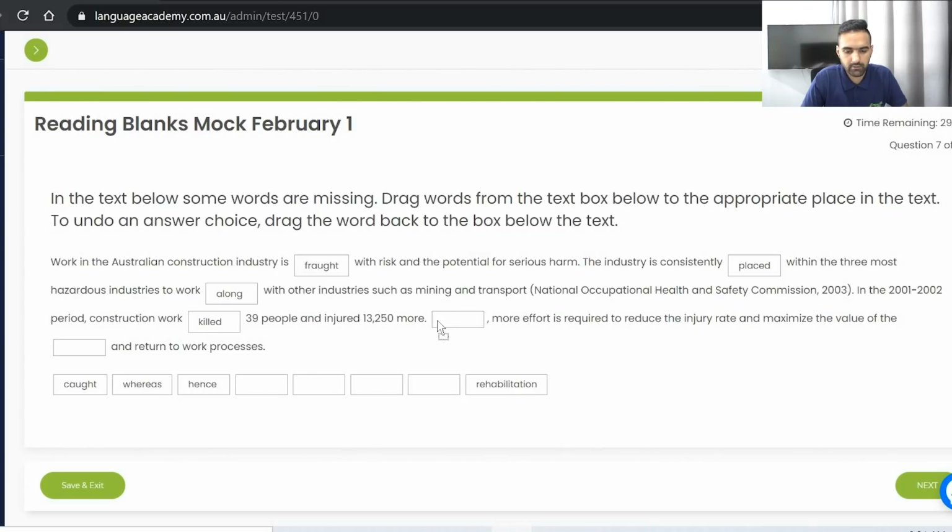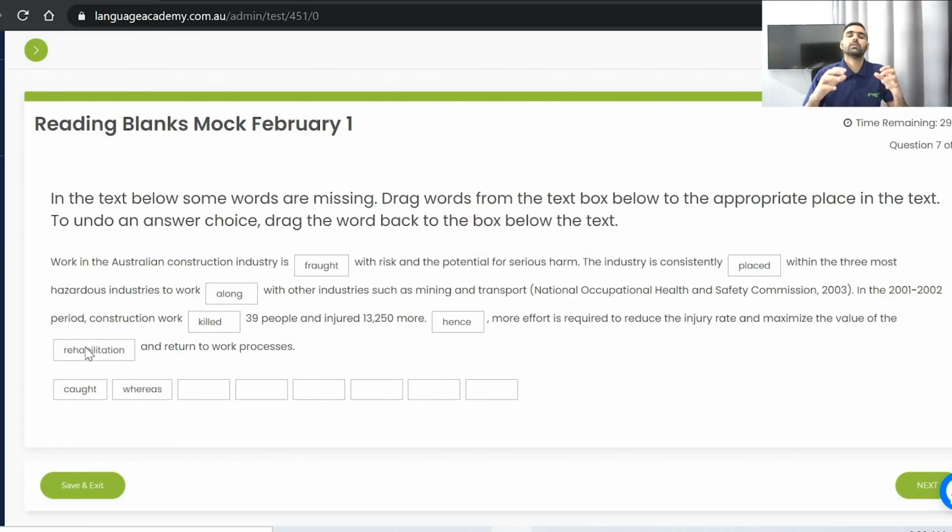Now we are still left with one more blank. To maximize the value of dash and return to work processes. Okay, now you'll never maximize the value of whereas, you'll never maximize the value of caught. By default we have got rehabilitation. What is rehabilitation? Means when, let's say, if I'm injured and I'm recovering, that period is referred to as rehabilitation, and that is why it will go over here, maximize the value of recovering and coming back to the work.